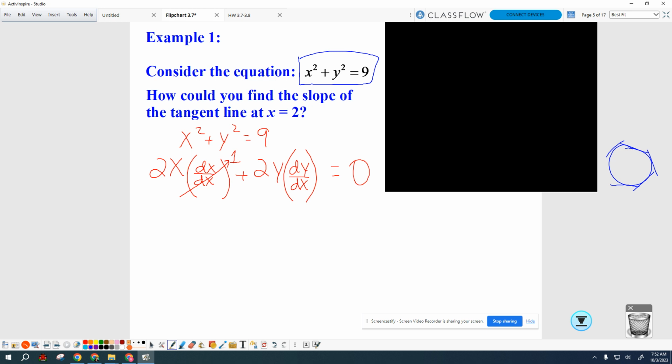I want to find the slope. Annie, do I have slope hidden in here somewhere that I need to get alone? What do I need to solve for? To find the slope, what is it? dy dx. So I'm going to subtract 2x to the other side.